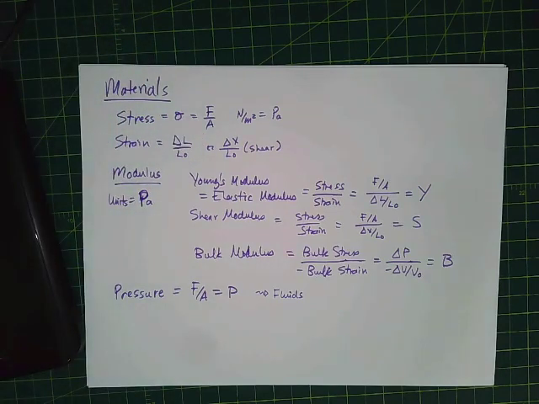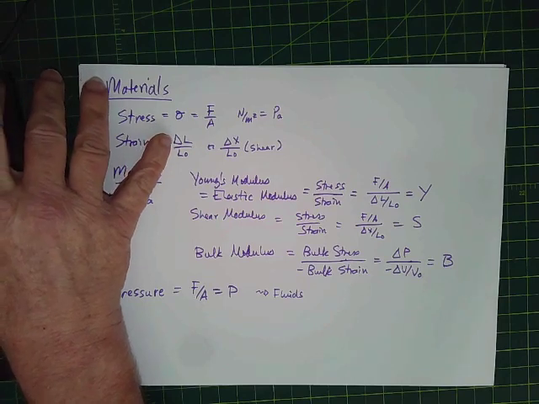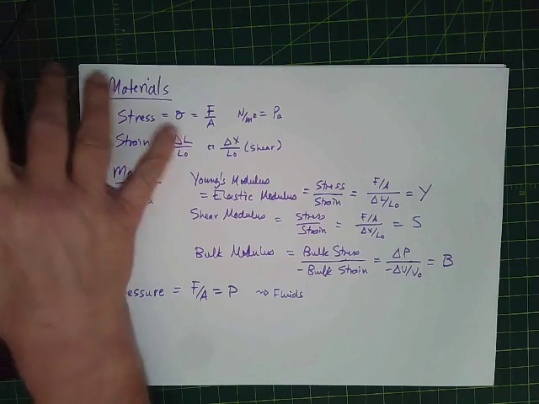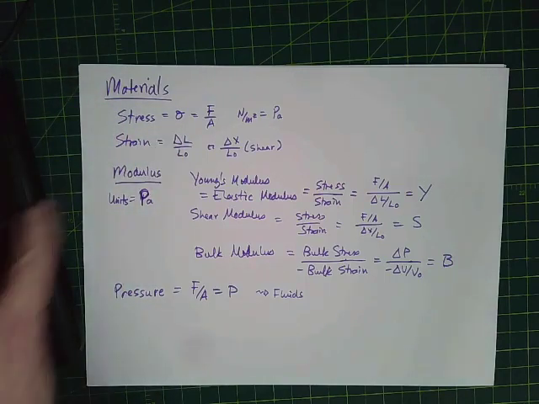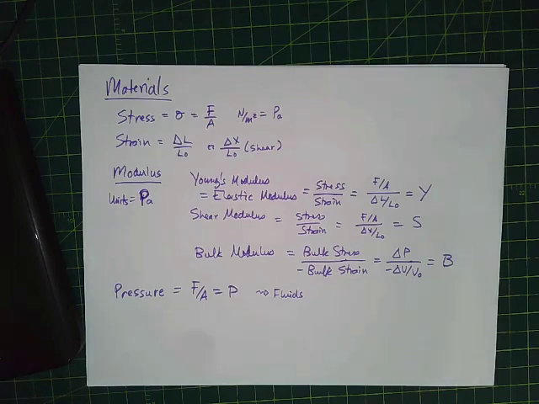Units will be pascals, which is also the SI unit of pressure. Strain is another new variable. Basically it's a change in length divided by the original length. For tension and compression, we've got delta L over L, and for shear, we've got delta X over L. So this is basically a unitless thing, like meters over meters.